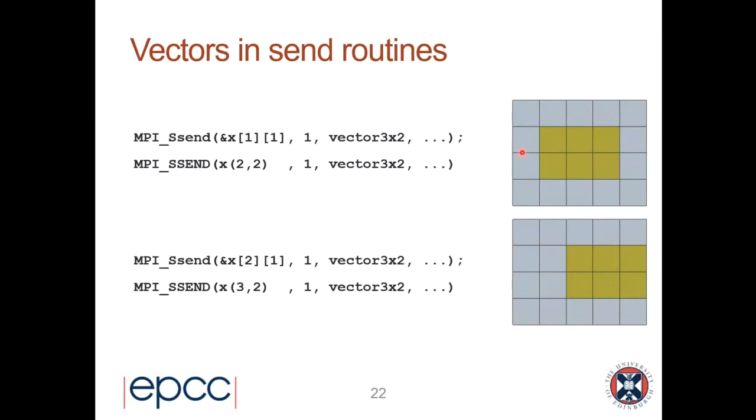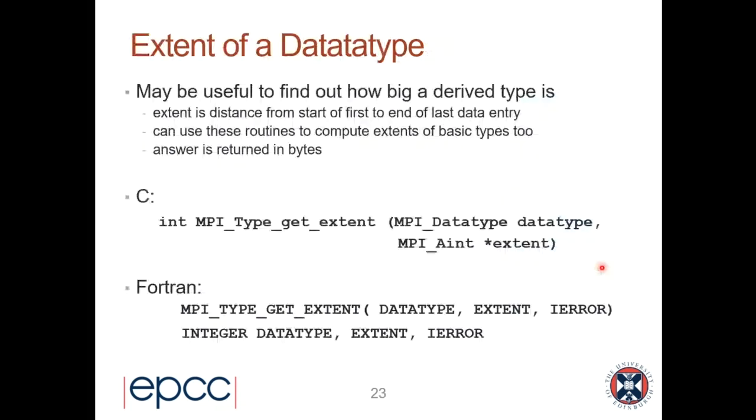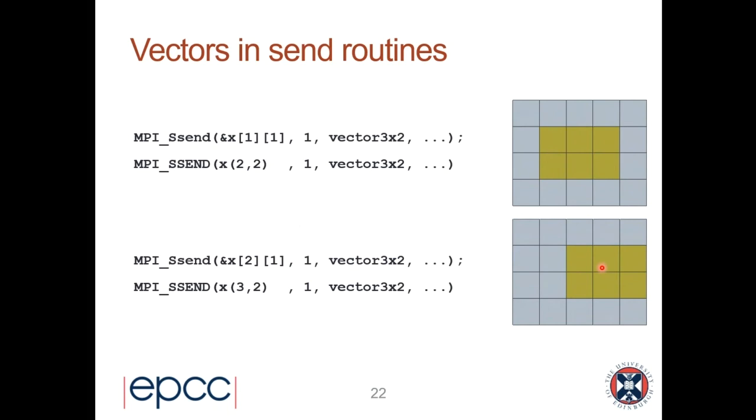So for example, if I define this vector 3 by 2, if I want to send this subsection here, I start at x[1][1] in C or x(2,2) in Fortran, which is that one there. Or if I want to send this, I can use the same vector, it's the same pattern, to send this subarray here. I just start at a different position. So those are useful. That would allow you to send this data in a single send, and MPI will do all the packaging up for you. So it's more elegant than copy in, copy out, and it's more efficient than doing multiple sends.